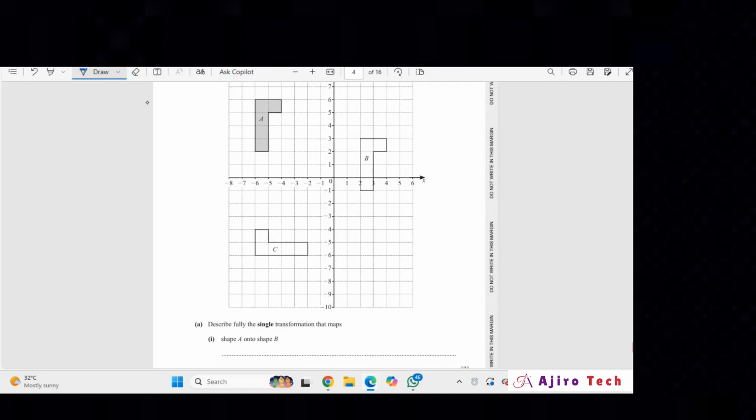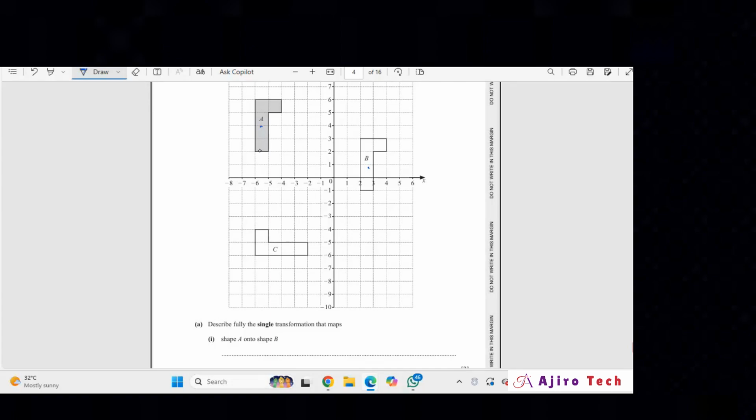If you can see the question properly, indicate please. The first one says, describe fully the single transformation that maps shape A onto shape B. If you look at shape A here, onto shape B, what has happened is simply a translation. From this shape to this shape here is simply a translation.